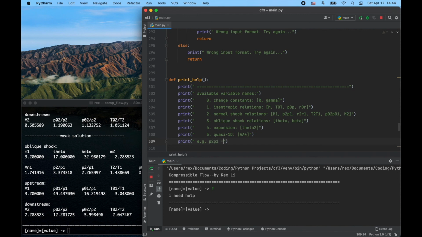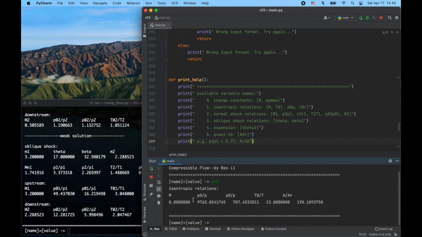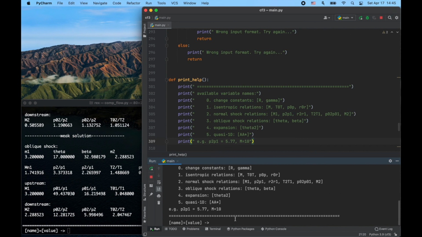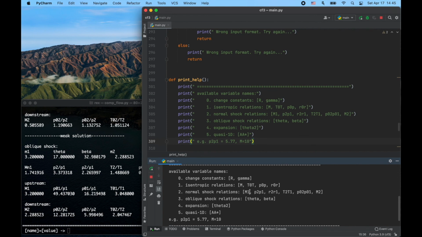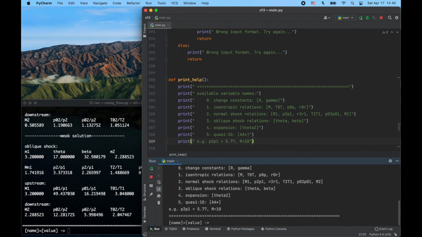So when we are running it, and we say, okay, Mach number is 8, and then we forget how to use the normal shock relation, we will just type a question mark. It will tell us, okay, for normal shock relations, we just have M1. We can have capitalized M1 or small M1 to be 8. And then we find this really strong shock relation. And they are going to be the same if we use lowercase.